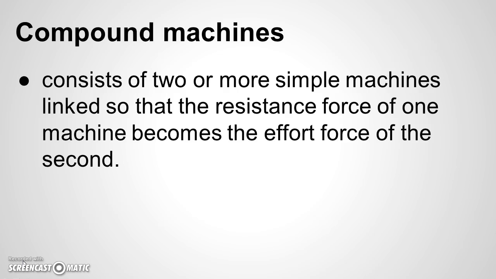When we conceive of the complex machines that is a modern car or copy machine, these are actually simple machines that are added together. They consist of two or more simple machines linked, so that the resistance force of one machine becomes the effort force of the second. Added together, simple machines make compound machines.